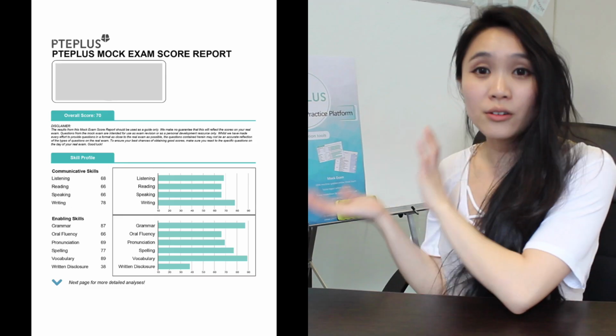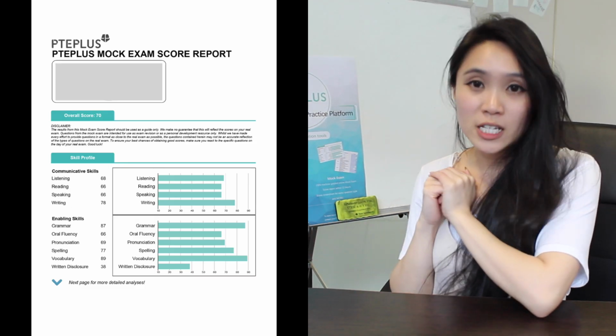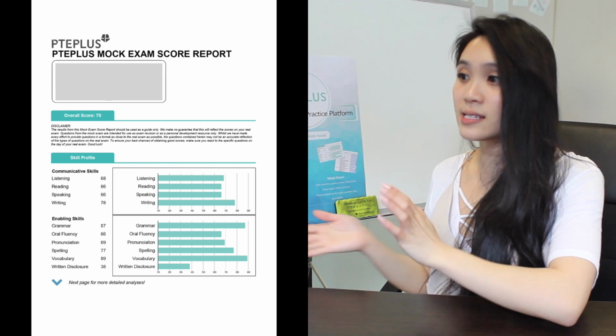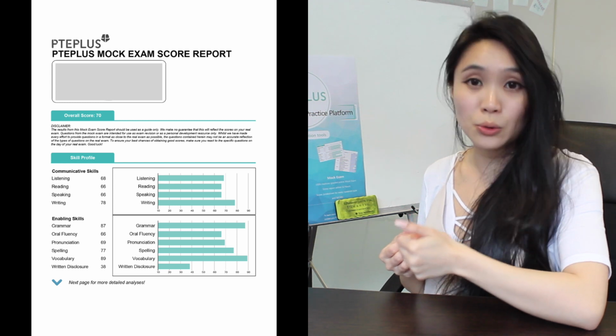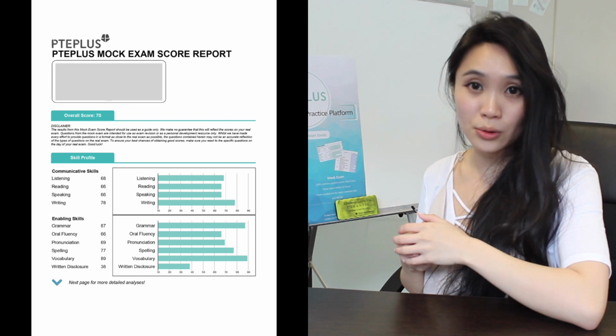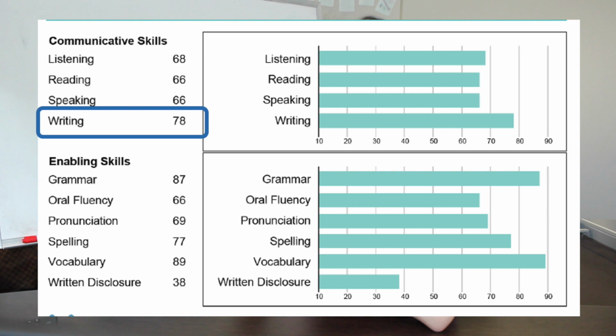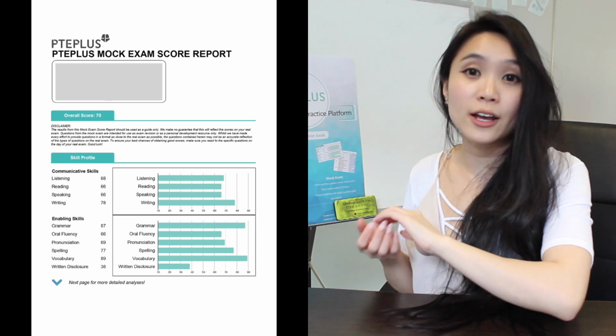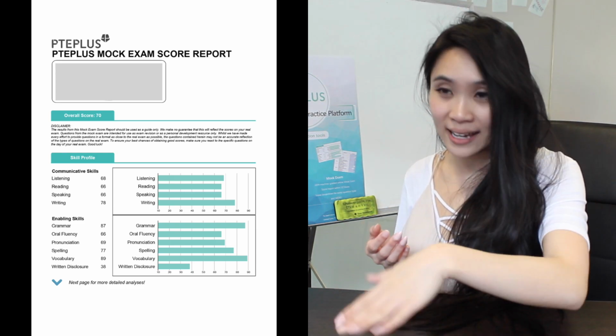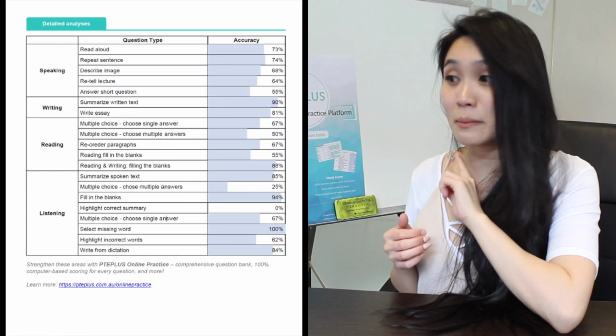This is an example of what it looks like. Now, the first page gives you the same insights as the official exam, where you can see your communication skill scores and your enabling skill scores. And you can see that for the student, they are pretty close to their 79 target score for writing, but there is still a bit to go for speaking, reading, and listening. Now, if you're stopping here and going off to practice, then come back because there is a second page.